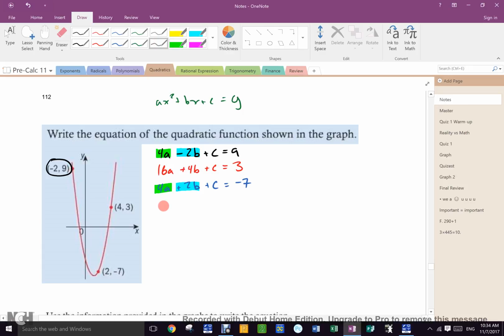Okay, so to do that, I've got to add these, don't I? Right? So what's 4a and 4a? 8a. And what's going to happen to the b's? They're going to drop out, yeah? And what happens when I add the c's? One c and another c. 2c is going to equal what? 2. Everybody cool?